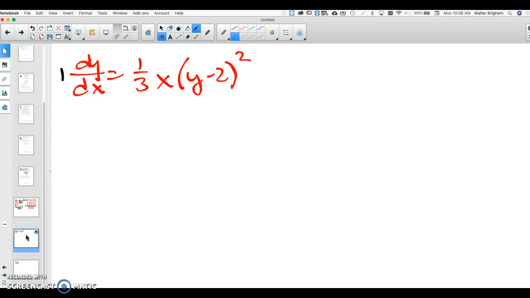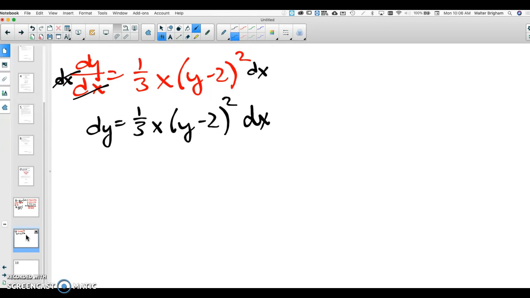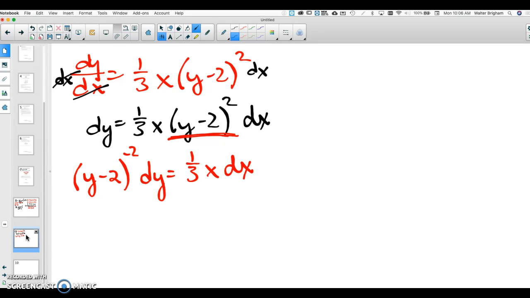So the first thing I'm going to do is multiply both sides by dx. dy equals 1/3 x, y minus 2 squared dx. Okay, I'm going to get all the y's and dy's on one side. This needs to go to the other side. Because everything's multiplied, I'm just going to move it. It's going to be y minus 2 to the negative 2 dy equals 1/3 x dx. That's a technique they want you to use a lot. The only time I don't do it is if this becomes a minus 1. Then I write it on the bottom because I know it's going to be an ln problem. I've now separated the x's, dx's from the y's and dy's.